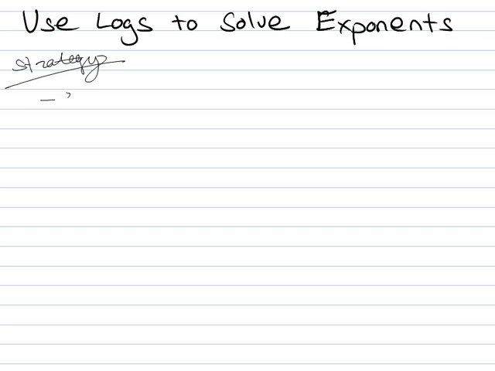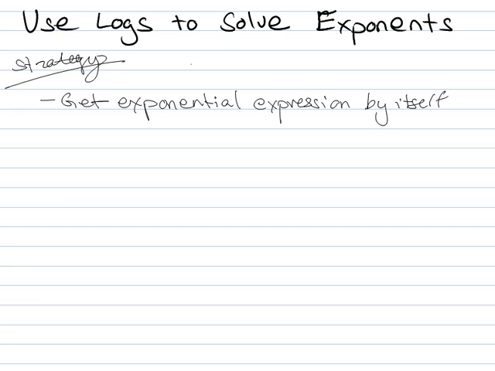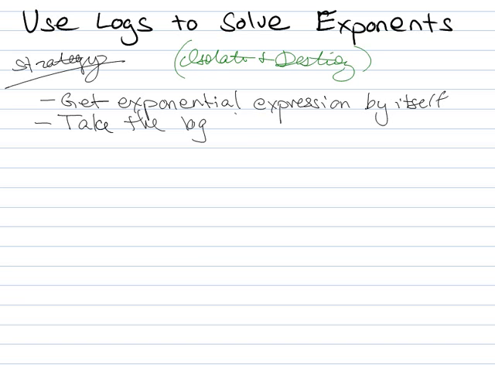is you want to get the exponential expression, really, is the best way to say it, by itself. This is kind of along that whole isolate and destroy thing. You want to get it off by itself, then you can take care of it. Alright, you want to get the exponential by itself. You want to take the log or the natural log of both sides.